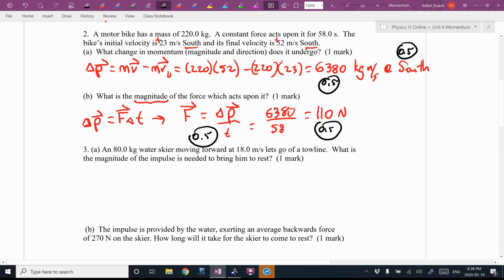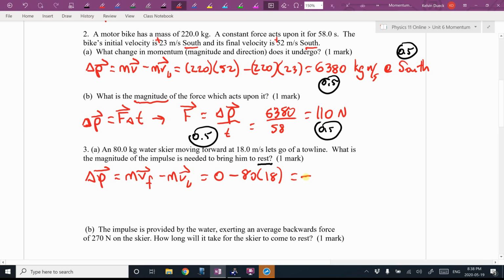80 kilogram moving. Okay, bring him to rest. So they did give me a V final, so I'm going to find the impulse, the change in momentum, by going mv final minus mv initial, where the final is 0, because V final is 0. The initial is 80 times 18. I think I can do that in my head. 80 times 18, well, it's going to be 80 times 10, which is 800, plus 80 times 8, which is 640, so it's going to be 1440.